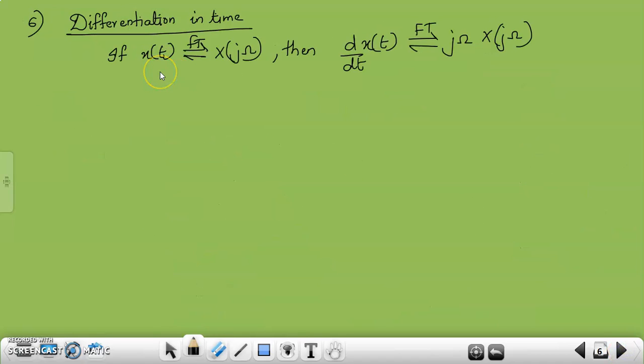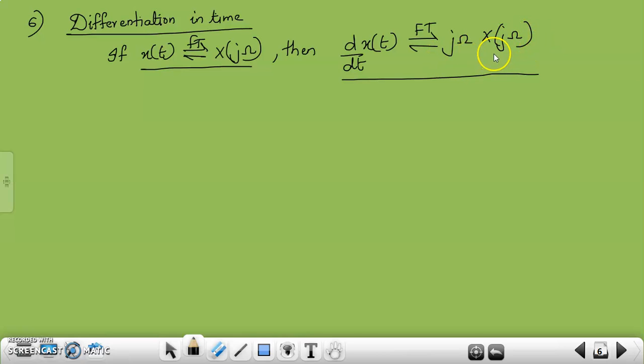Next you have the differentiation property, that is the differentiation in time domain. Differentiation can be done in time domain as well as frequency domain. So here I am dealing with the differentiation in time domain, and according to that property, if x of t is transformed to x of j omega, then d by dt of x of t is transformed to j omega times x of j omega.